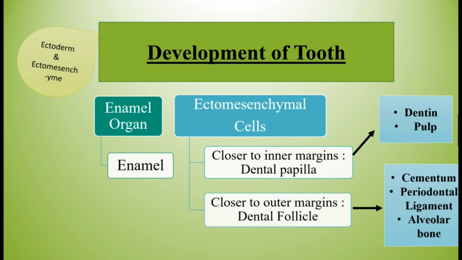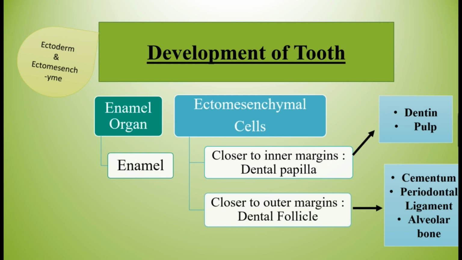And ectomesenchyme is a form of mesenchyme in the embryo consisting of neural crest cells. We'll discuss neural crest cells in the next video when we'll be discussing the next topic. Currently, ectomesenchyme forms the hard and soft tissue.